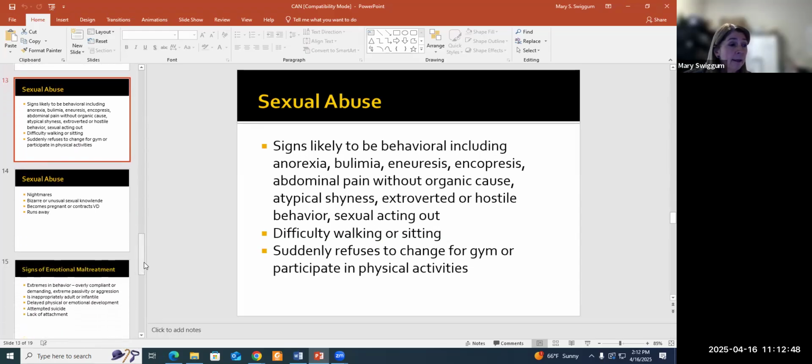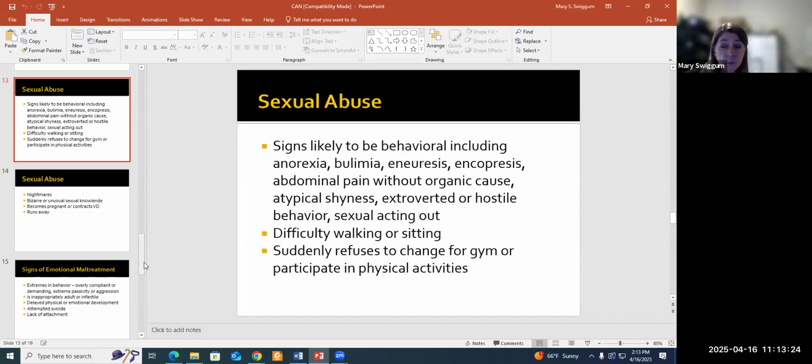Sexual abuse. I can tell you the few kids I've seen who did experience sexual abuse had the most bizarre behaviors I've ever seen in my life. Signs of sexual abuse are likely to be behavioral and can include anorexia, bulimia, enuresis, problems with peeing and pooping, abdominal pain without an organic cause, atypical shyness, being very extroverted or hostile, and of course, sexually acting out.